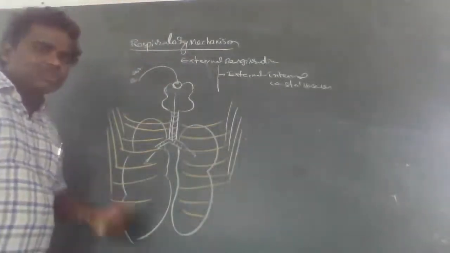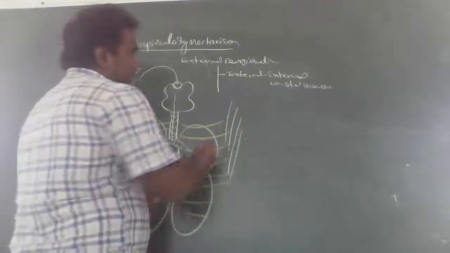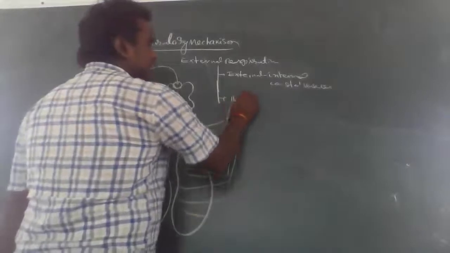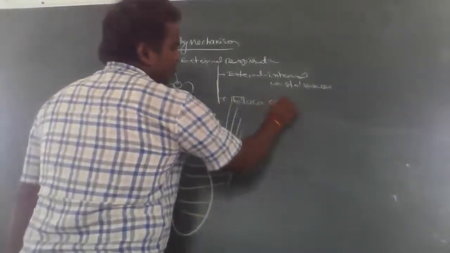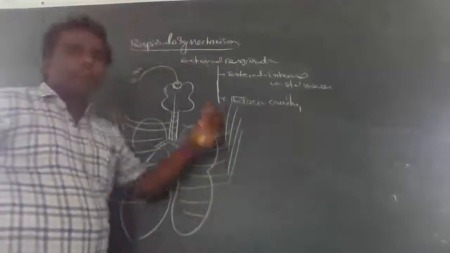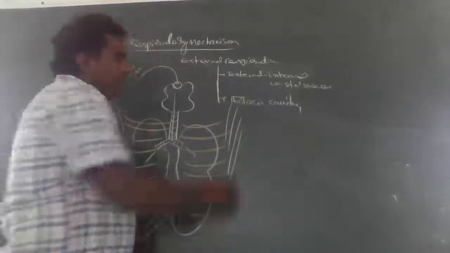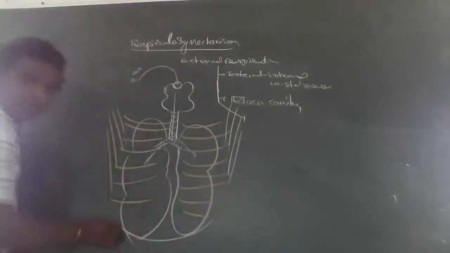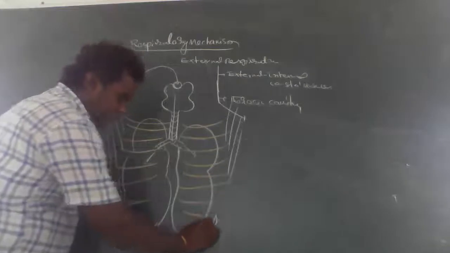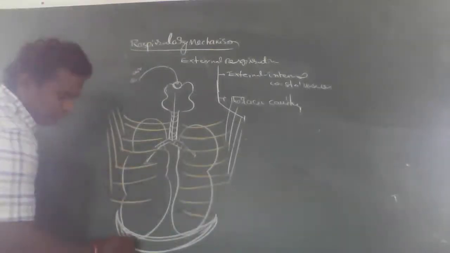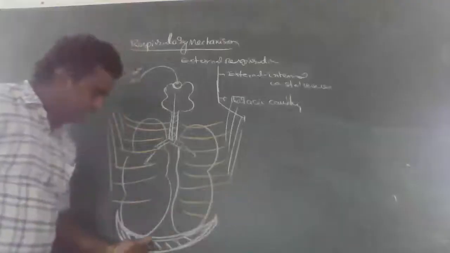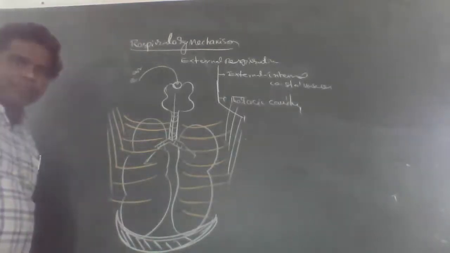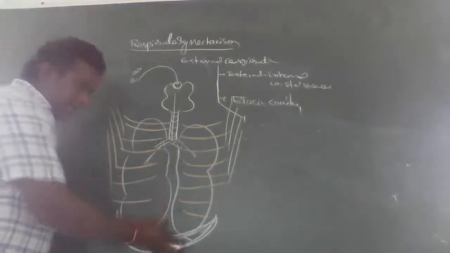Now, the next muscle. What is it? The thoracic cavity. Number three, the diaphragm. Here the diaphragm is there. Is the diaphragm visible? Mishra, is the diagram visible? Yes, sir. Okay, so this is the diaphragm.